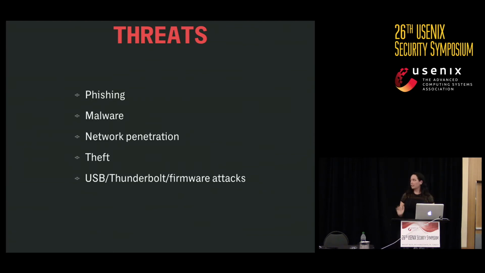And then there are the technical threats, and these are honestly pretty standard, like phishing, malware, network penetration, theft. We have decided that USB, Thunderbolt, and firmware attacks are definitely within our threat model. I don't know how many of you agree that some of our journalists or people working for us are worth a $1 million iOS exploit, but we think that at least a few of them are. And so whenever possible, we try to take things down to the physical level, which is why we consider this a real threat.